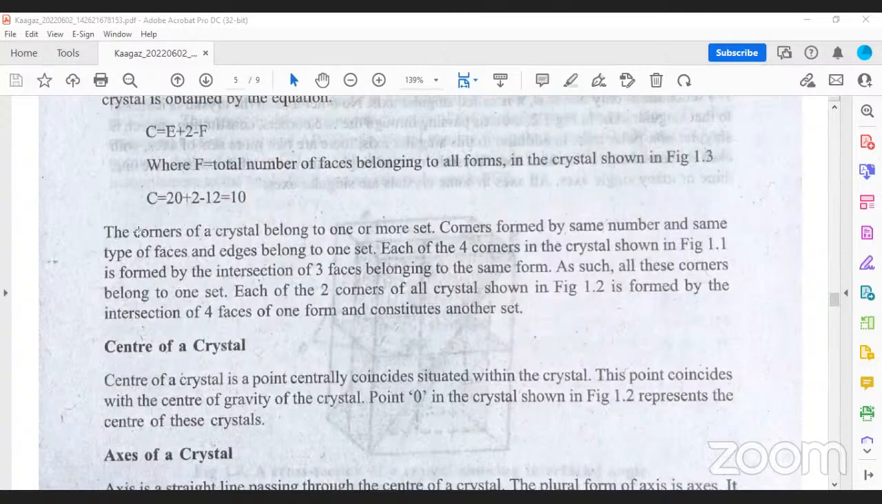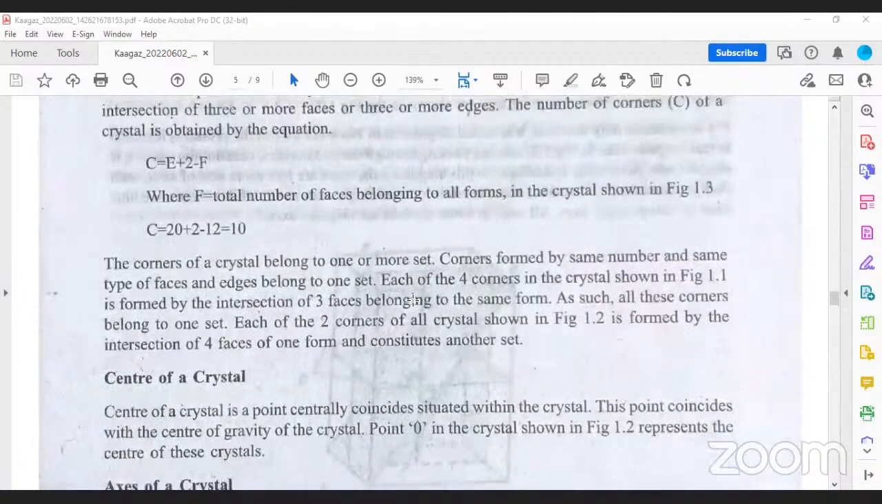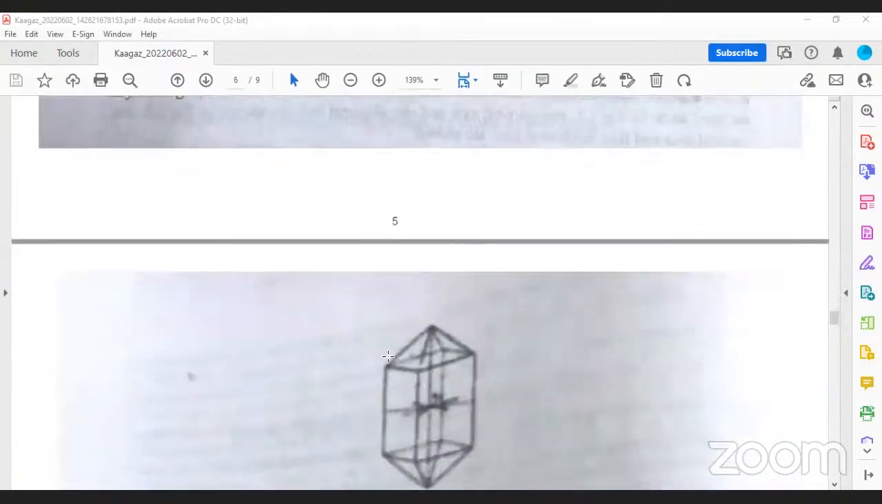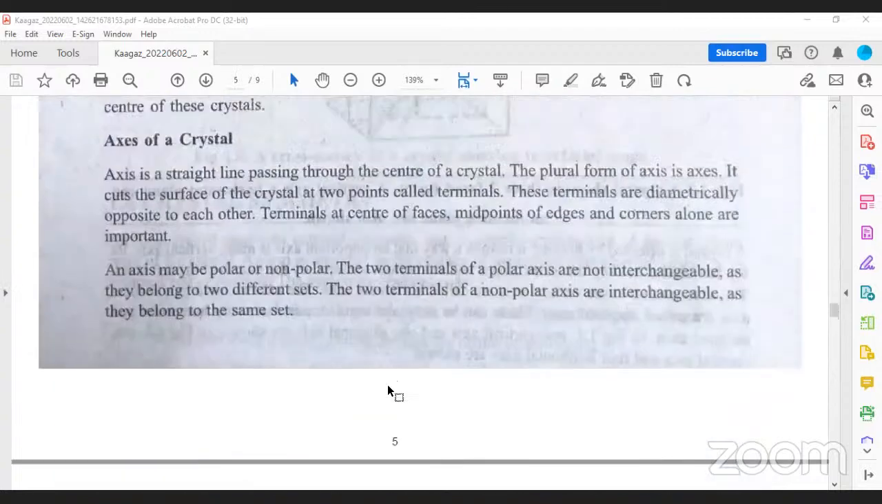So the corners of the crystals belong to one or more sets, corners formed by the same number and same type of faces. One corner consists of three faces. This is one face, this is two faces, this is three faces. Like this, these are the corners.